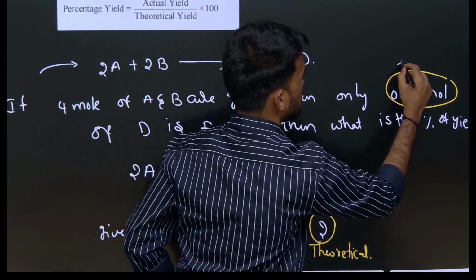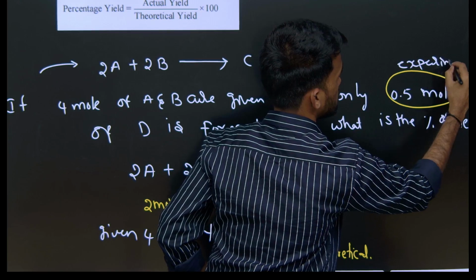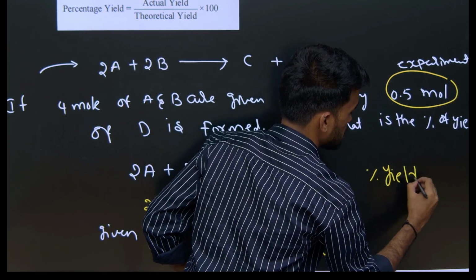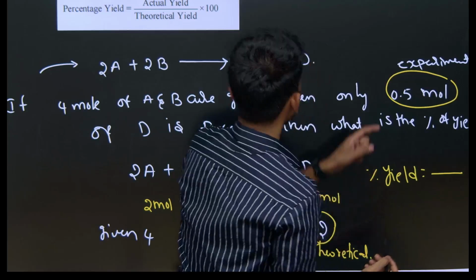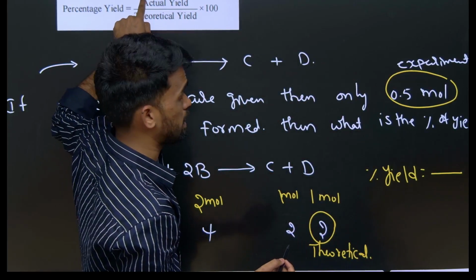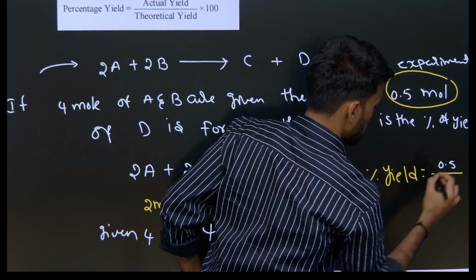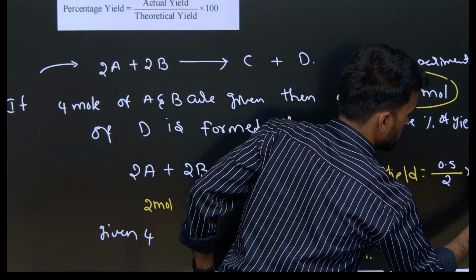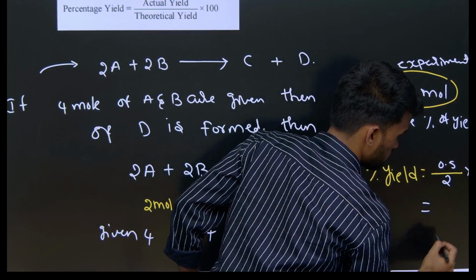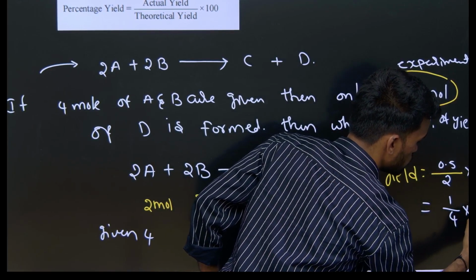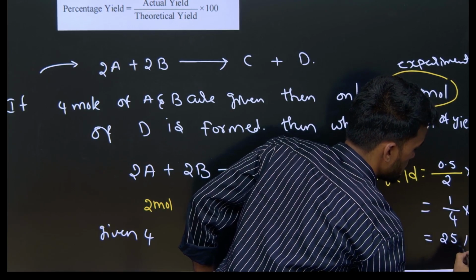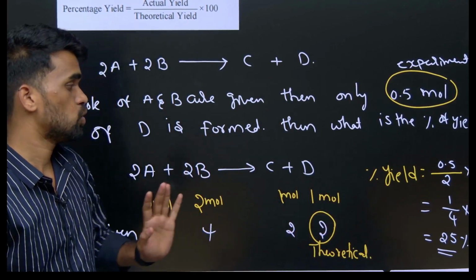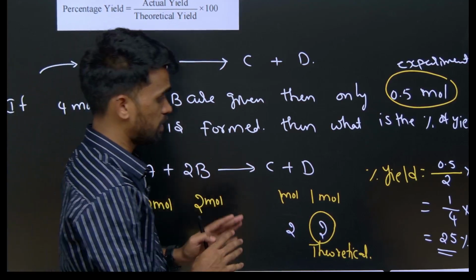But what is the practical, actual or experimental yield? It is 0.5 mole. So we can use the formula: percentage yield equals actual yield, or I can say experimental yield, which is 0.5, divided by the theoretical yield, which is 2, into 100. So we can say this is 1 by 4 into 100, so this will be 25%. The percentage yield for this particular reaction is 25% only. I hope this is clear with this small example.